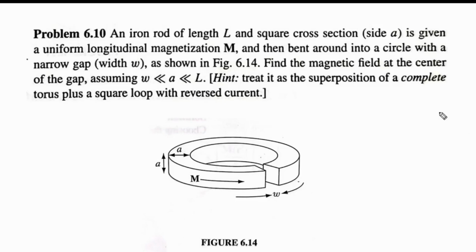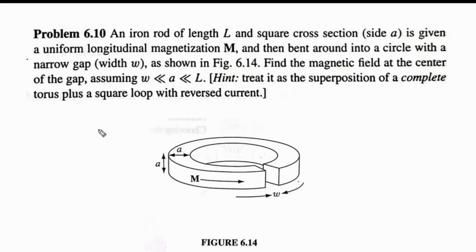Hello, everybody. Today we're going to be doing problem 6.10 by Griffiths. An iron rod of length L and square cross-section side A is given a uniform longitudinal magnetization M. So we're just going to stop right there. First, we're going to calculate the surface current, the bound surface current.